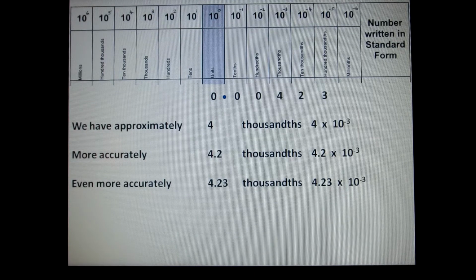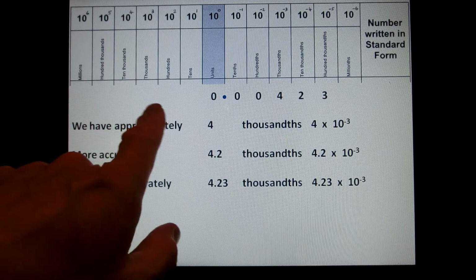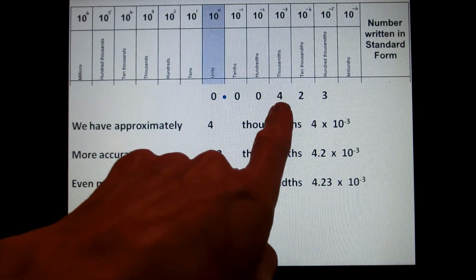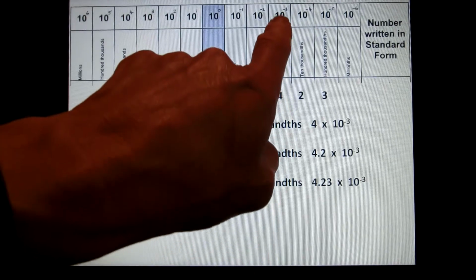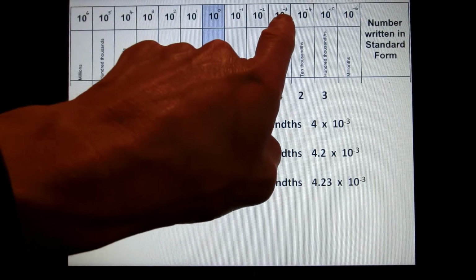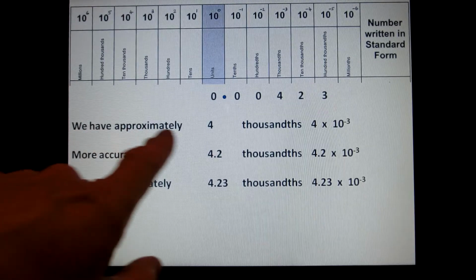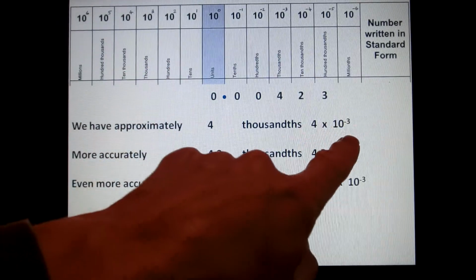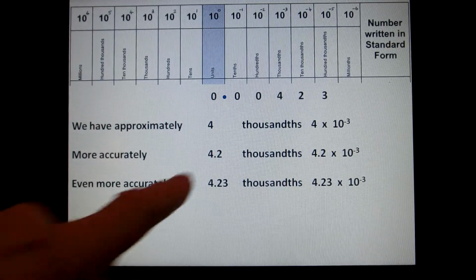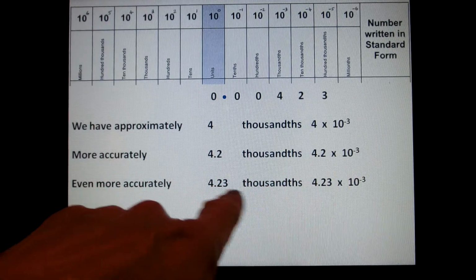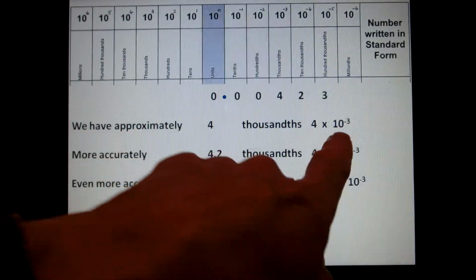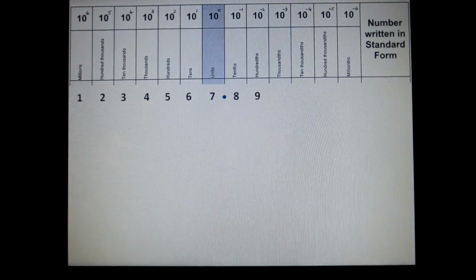Here now is a small number. The first figure, as we move left to right, is that 4 there. That's the one that tells us most about the size of the number. So this is 4 thousandths, and thousandths is the 10 to the minus 3 position. So we've got approximately 4 thousandths, so that's 4 lots of a thousandth. We can be more accurate if we want to. Again, 4.2 or 4.23, but don't change the power of 10 at the end. Okay.